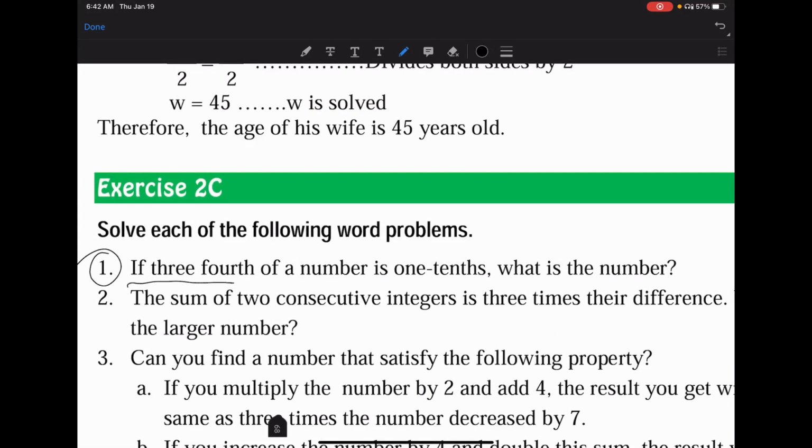Now, if 3/4 of a number is 1/10, what is the number?